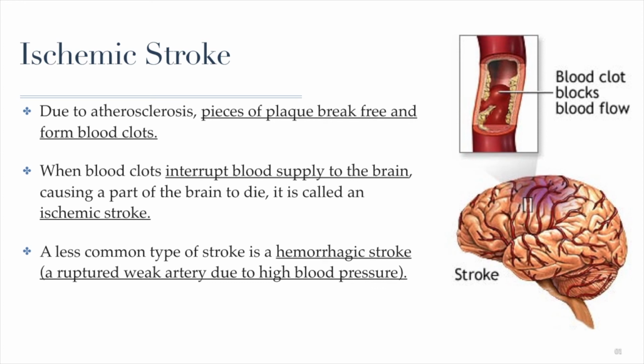Another type of stroke, which is actually less common, is something called a hemorrhagic stroke. Hemorrhage is basically a word that describes excessive bleeding. So a hemorrhagic stroke is actually caused by not a blockage of blood flow to the brain, but a weak artery that is weakened due to high blood pressure. And this ruptured artery causes now blood to form in the brain, and then that can cause also damage to the brain tissue.